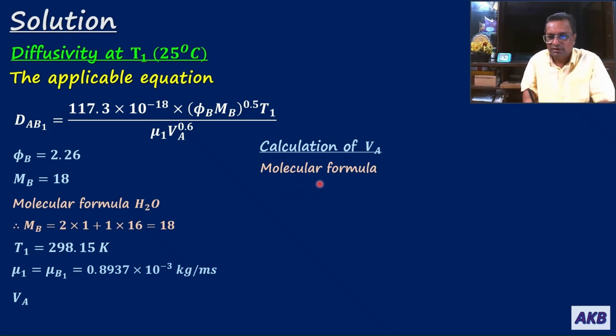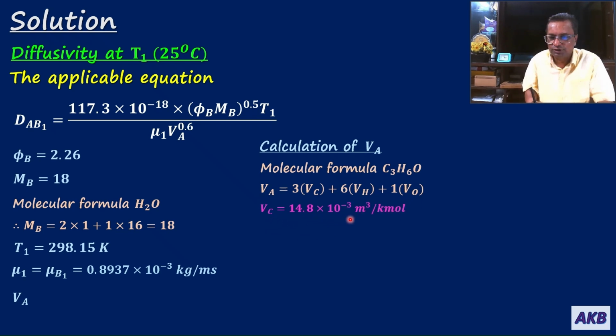Calculation of Va. The molecular formula for acetone is C3H6O. Therefore Va is equal to 3 into atomic volume of carbon, for 3 atoms of carbon, plus 6 atoms of hydrogen into atomic volume of hydrogen, plus 1 atom of oxygen into atomic volume of oxygen. Vc is 14.8 into 10 to the power minus 3 meter cube per kilomole. Vh is 3.7 into 10 to the power minus 3 meter cube per kilomole. Vo is 7.4 into 10 to the power minus 3 meter cube per kilomole.